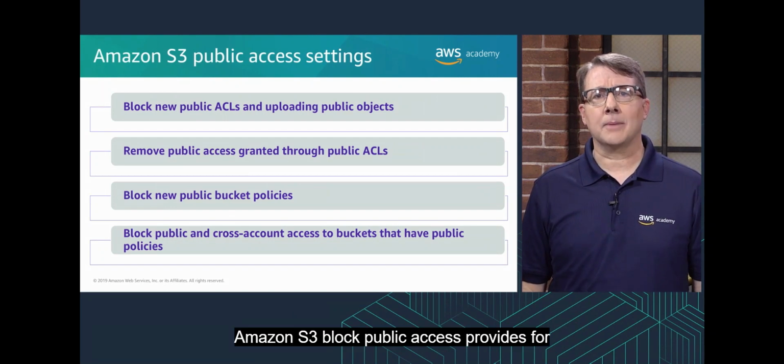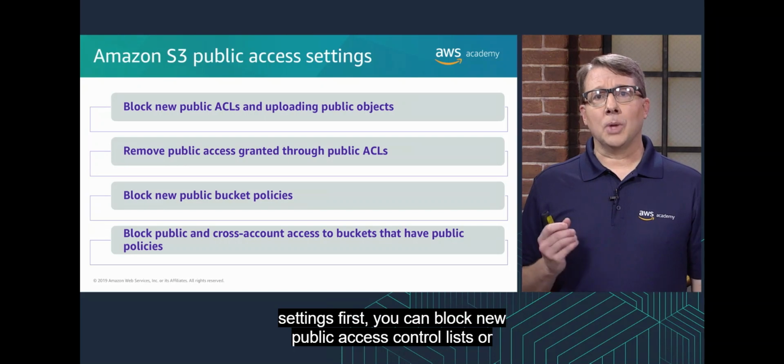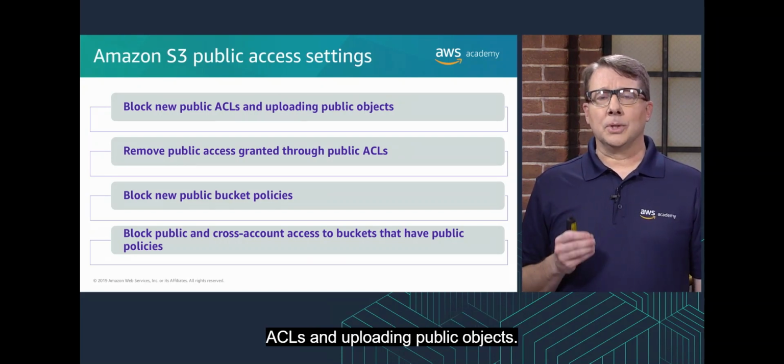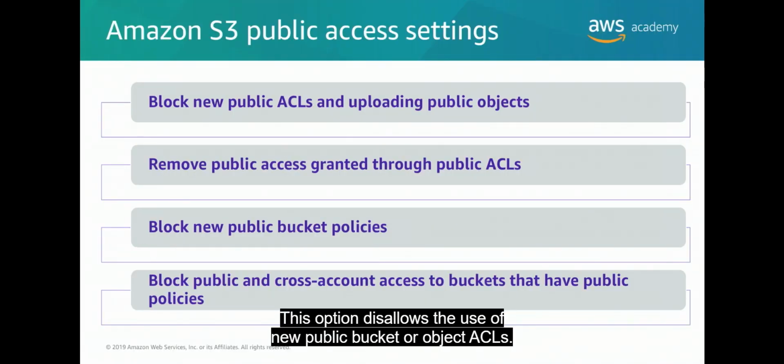Amazon S3 Block Public Access provides 4 settings. First, you can block new public access control lists, or ACLs, and uploading public objects. This option disallows the use of new public bucket or object ACLs. It is designed so that future put requests will fail. It does not affect existing buckets or objects. Use this setting to protect against future attempts to use ACLs to make buckets or objects public.